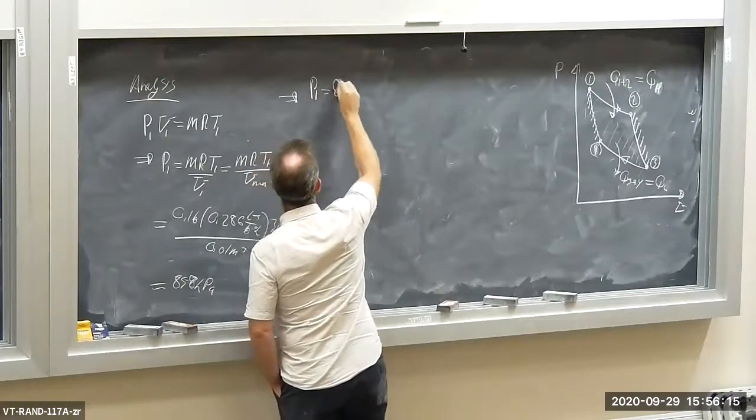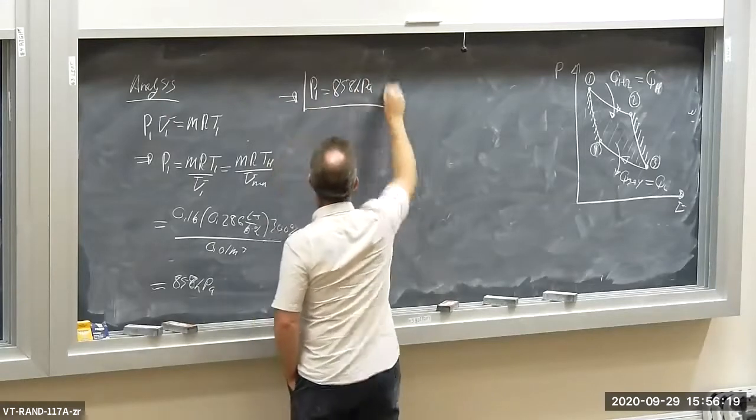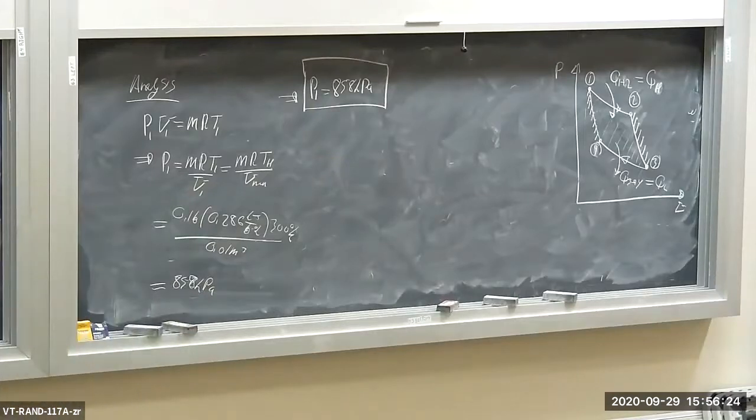P1 equals 858 kPa. Okay, let's put a box around that. So that's the pressure. It's actually the maximum pressure in the cycle. We saw that from the PV diagram. So P1 is the maximum pressure, 858 kilopascals.